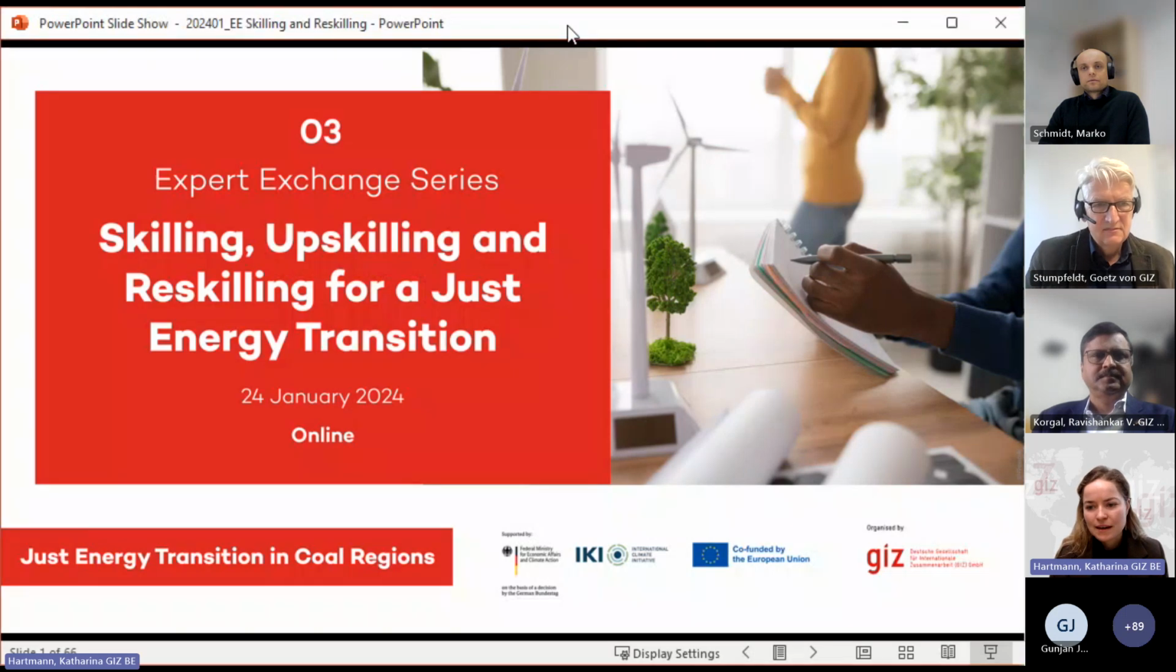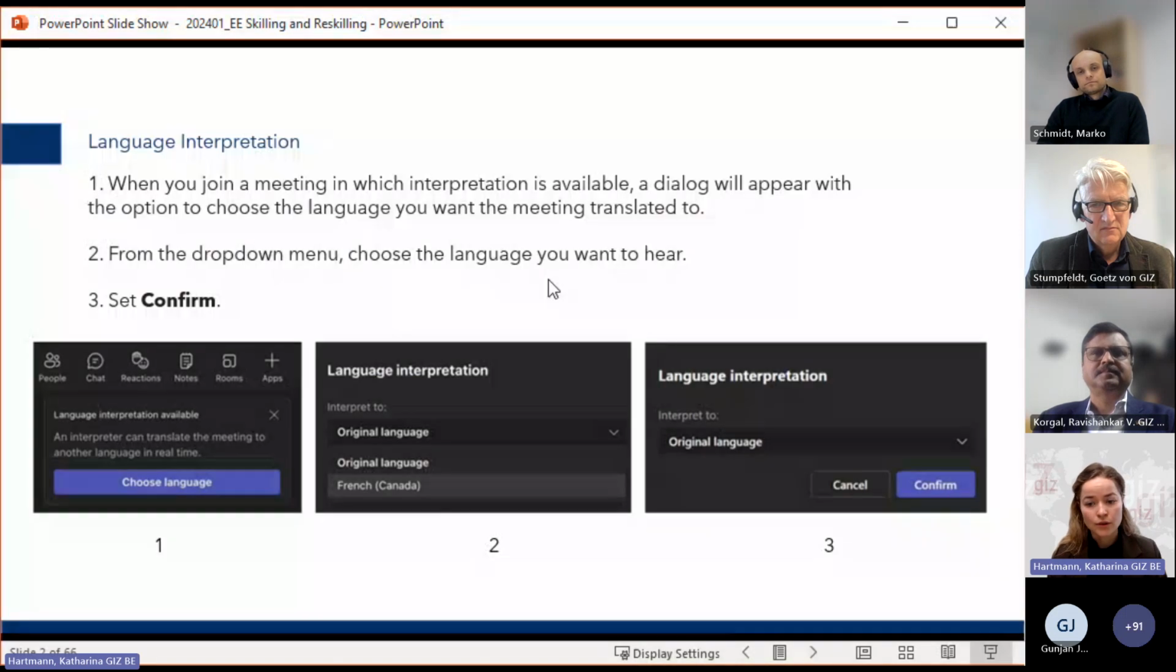I hope you can all see my slides, because before we start officially, I want to make sure that you know you can access translation. Normally when you join the meeting, you should have had the possibility to choose a language from the drop-down menu. Here are some images of how you can choose the language. We have translation available in Bahasa Indonesia, Vietnamese, Thai, and Mongolian. For the latter, you will have to choose Arabic.